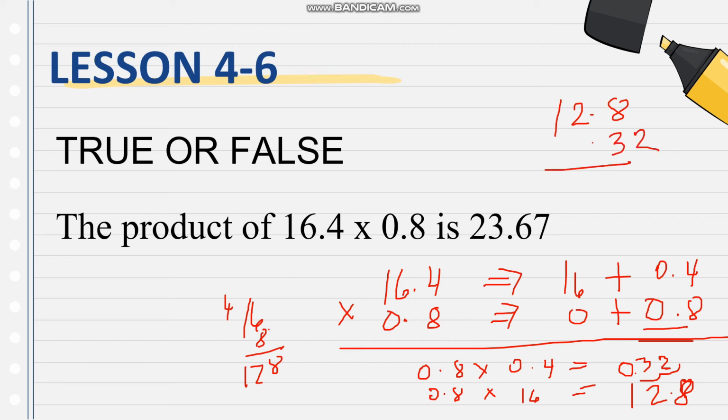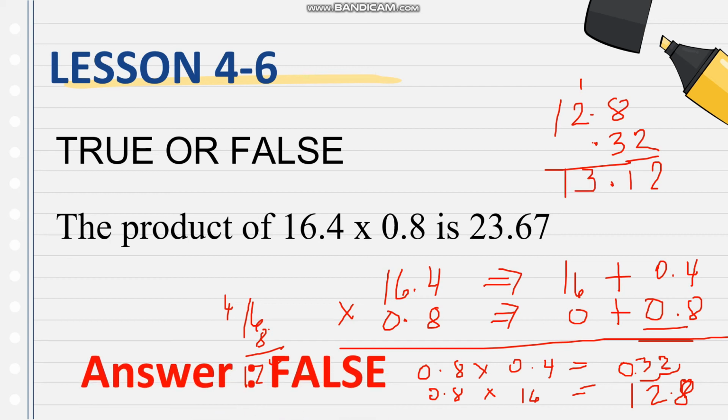If we're going to add these two, because the others are 0, this is 2, 11, regroup 1. This is 3 and 1. So the answer is false, because the answer must be 13.12 when we multiply 16.4 multiplied by 0.8.